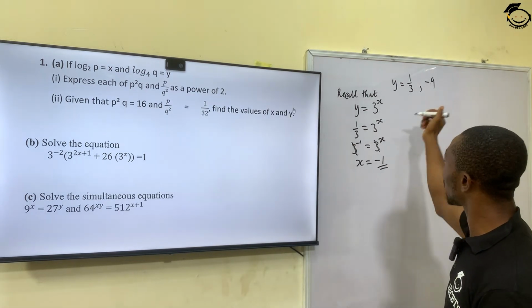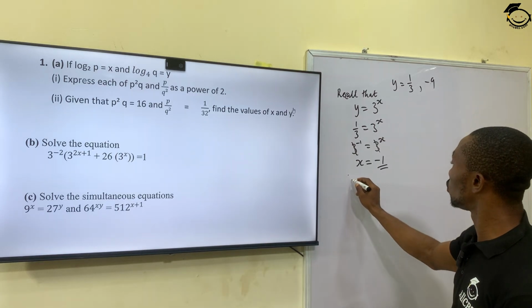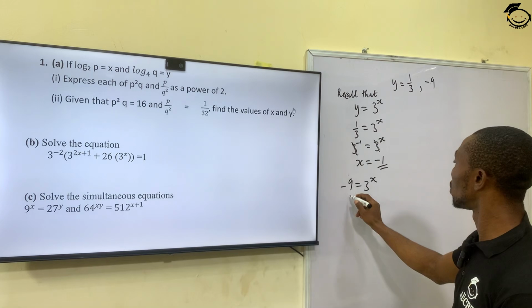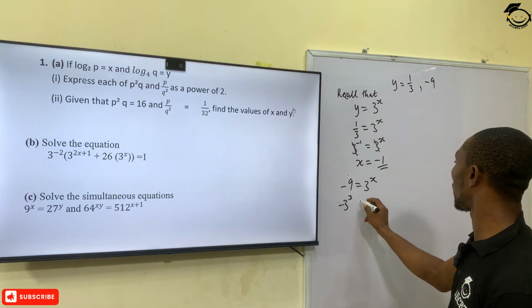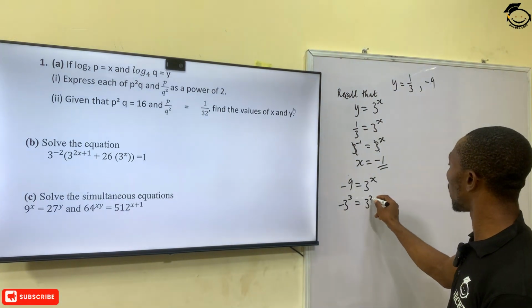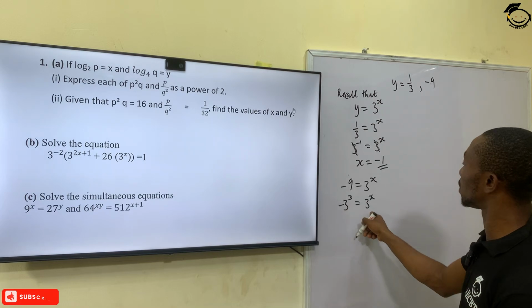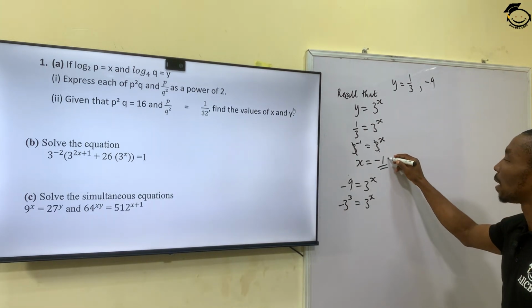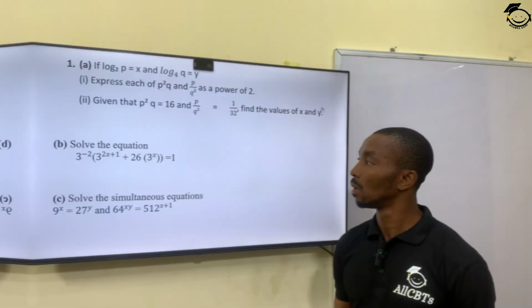Now, looking at the other one where we have y equals minus 9, this will become minus 9 equals 3 raised to power x. So this will be minus 3 raised to power 2 equals 3 raised to power x. Now, this would not be valid since both bases are not equal. So our right answer will become x equals minus 1.